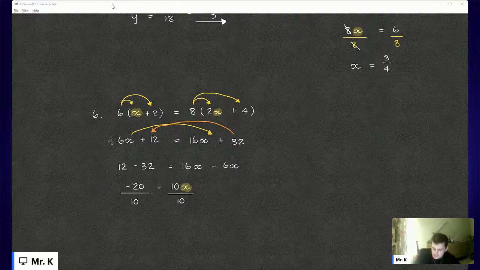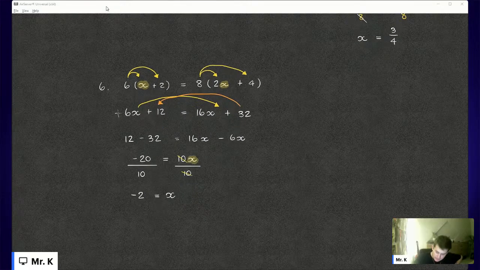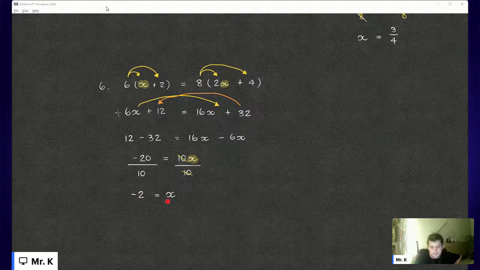Negative 20 divided by 10 is going to give me negative 2. And on the right-hand side, the 10s are going to cancel, leaving me with just an x. Now, some people don't like leaving their answers written like this. So you may switch the sides of the equation, but keep them completely identical.